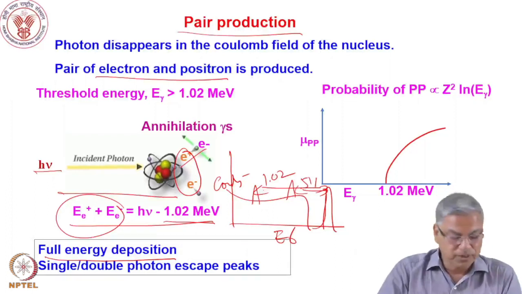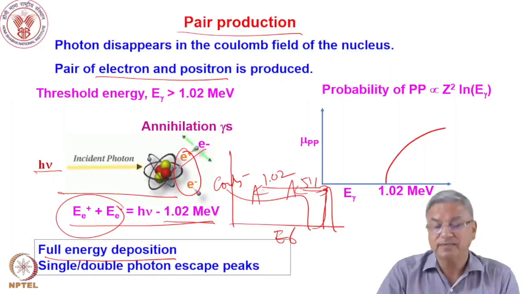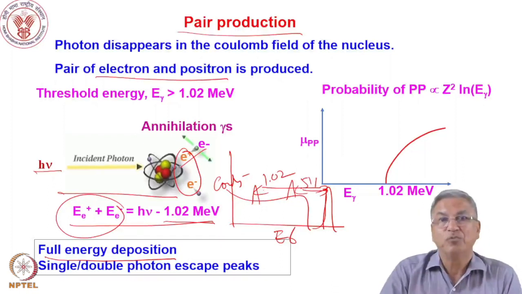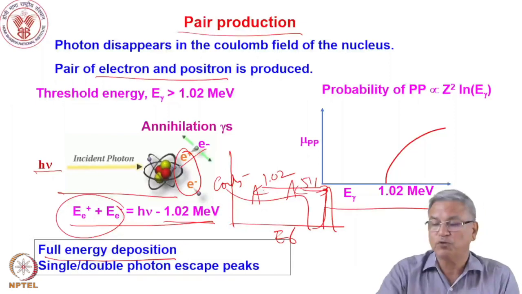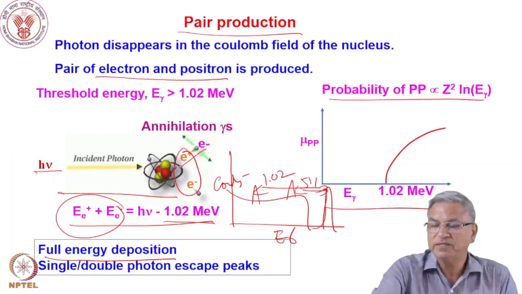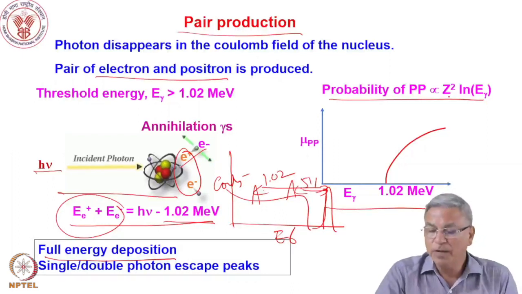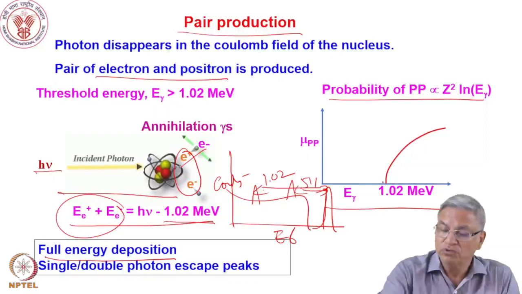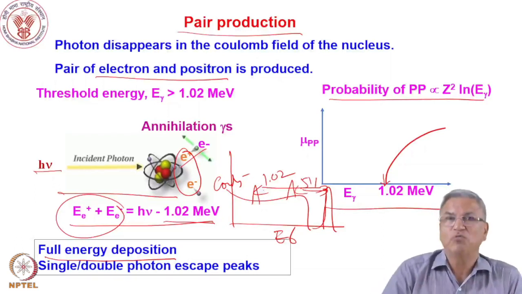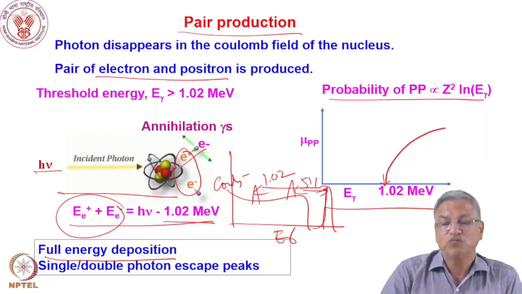When pair production takes place, you can immediately make out that since the gamma energy is higher than 1.02, pair production will be the dominant process. The probability of pair production varies with the energy of the gamma ray and the Z of the absorber in this fashion: Z square into ln of E gamma. Here the E dependence is shown. There is a threshold for the pair production, and as you go on increasing the energy of the photon, the pair production probability increases. So at, let us say, 2 MeV, 3 MeV, you will find pair production will dominate the interaction of gamma rays with matter.